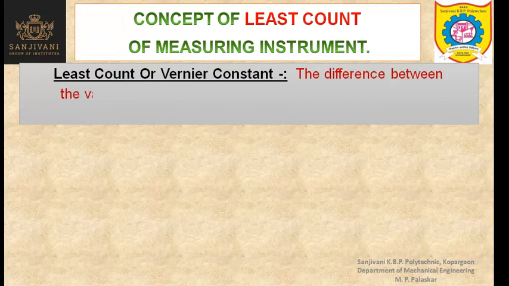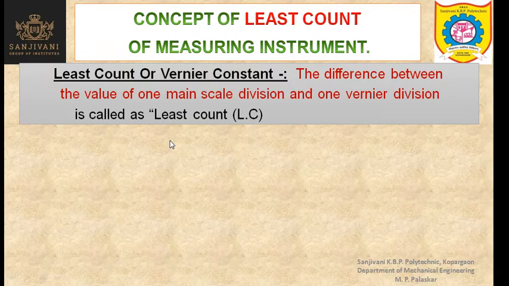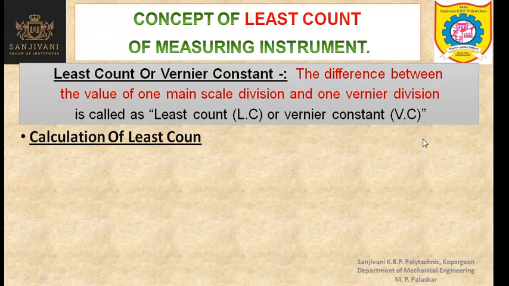Now if we take the example of a vernier caliper, the least count or vernier constant of a vernier caliper is the difference between the value of one main scale division and one vernier scale division. This is one method to find the least count of a vernier caliper. This is called the least count or vernier constant of a vernier caliper, that is the difference between the value of one main scale division and one vernier scale division. So let us try to calculate.